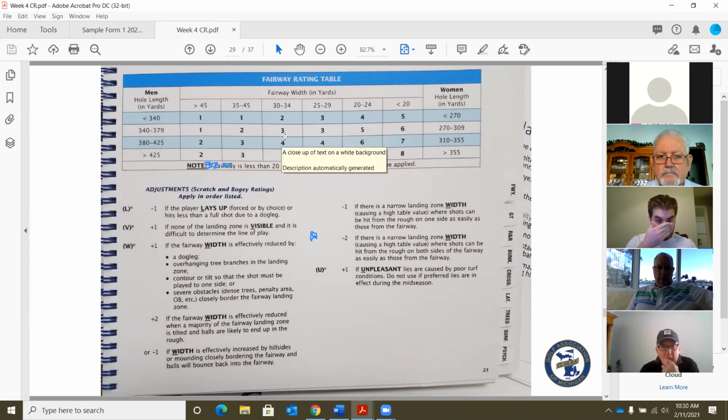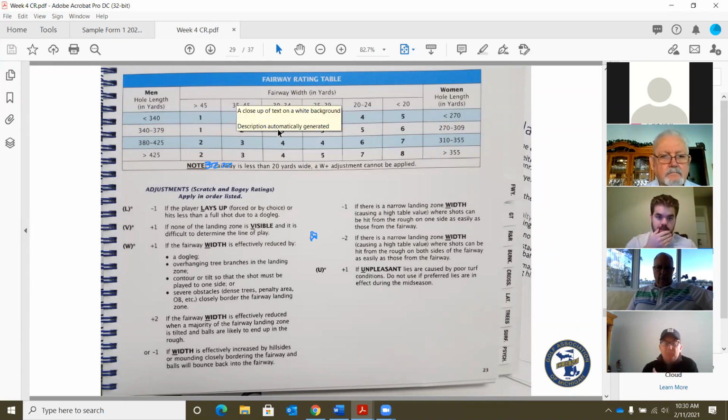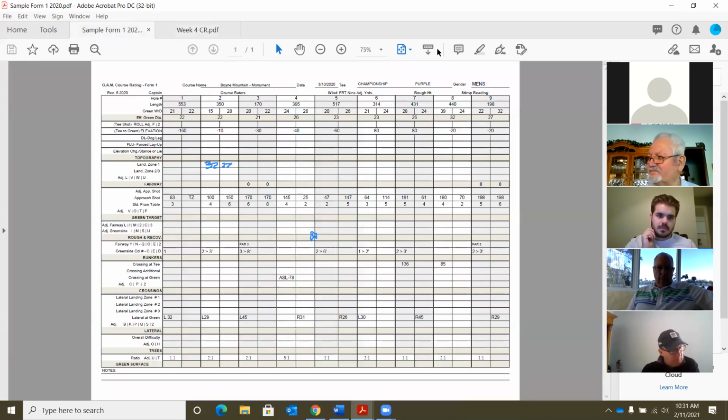And then if we have any adjustments, which we'll talk about in a minute, then we would make those. And then if we're doing a women's tee, then we would start on the right here. So men and women in the same table, but if it's women, we'd start on the right. So our number is going to be 3, 3 if we're assuming that we don't have any adjustments. And we'll talk about adjustments now.